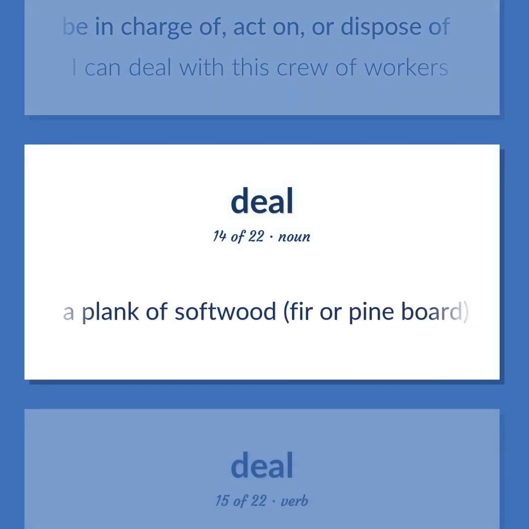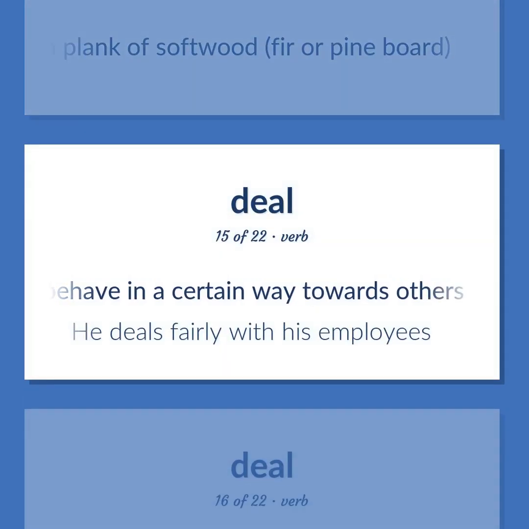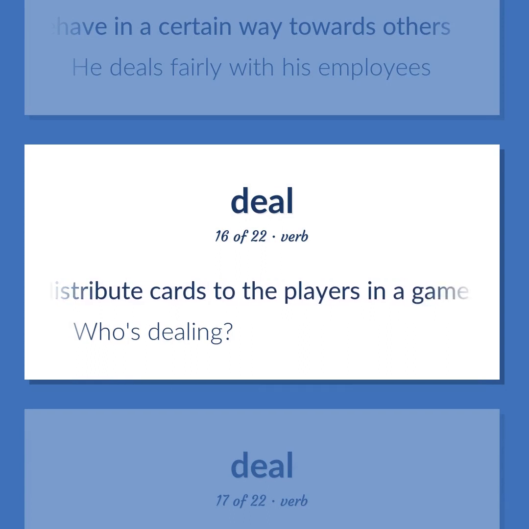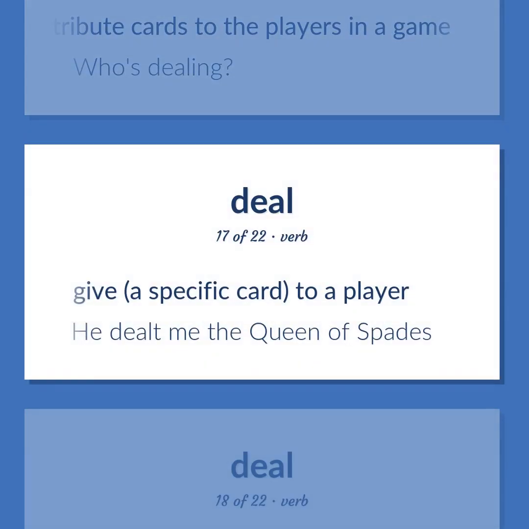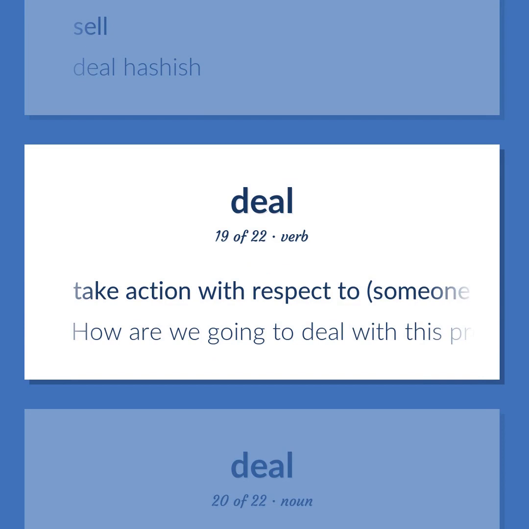A plank of softwood, fir or pine board. Behave in a certain way towards others. He deals fairly with his employees. Distribute cards to the players in a game. Who's dealing? Give a specific card to a player. He dealt me the queen of spades. Sell. Deal hashish. Take action with respect to someone or something. How are we going to deal with this problem?